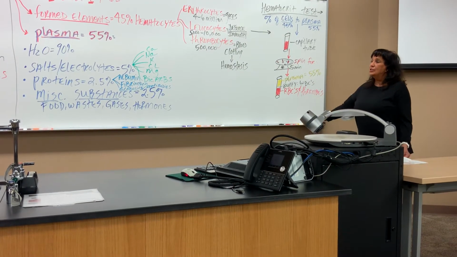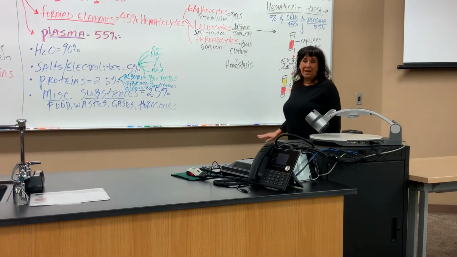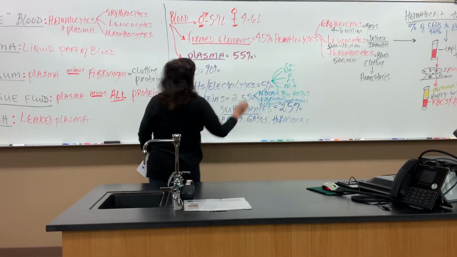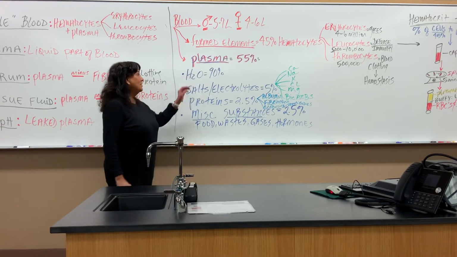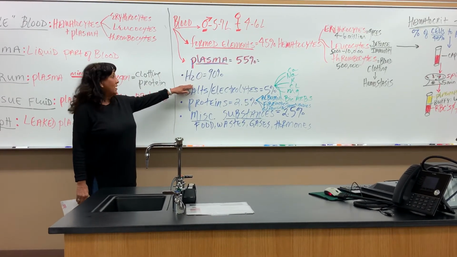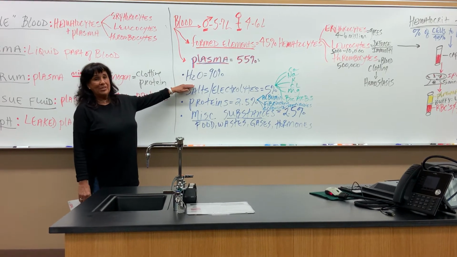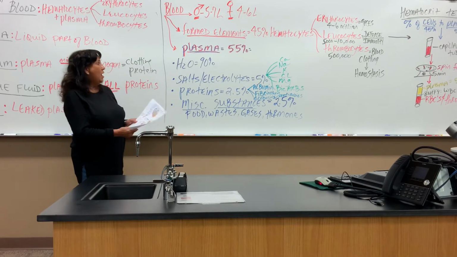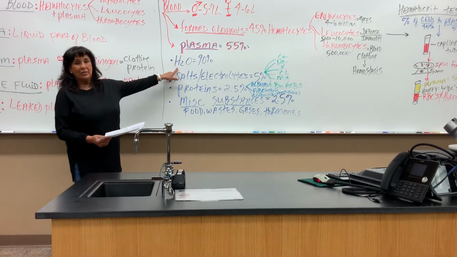So now let's look at what is actually in plasma. Plasma is a total of 55% of the blood, but if I break down that 55%, the majority of plasma is made out of water, right? 90% is water. And I do have these percents on here. Why do you have to have so much water in your plasma?